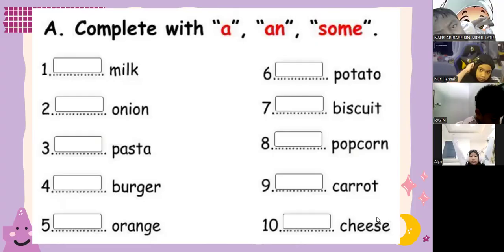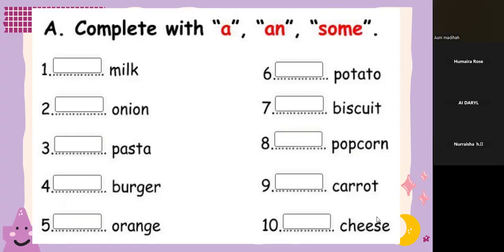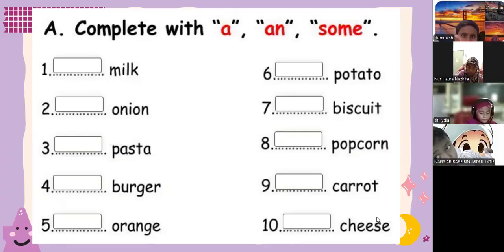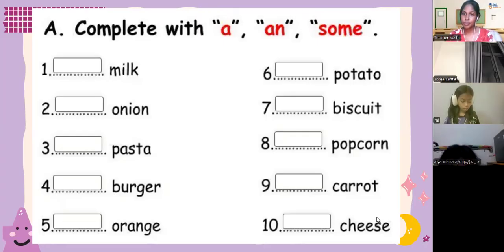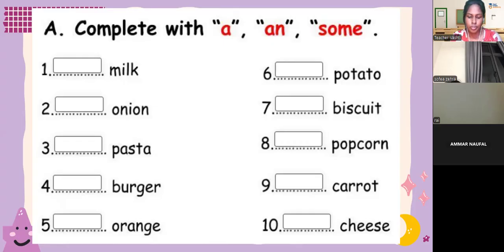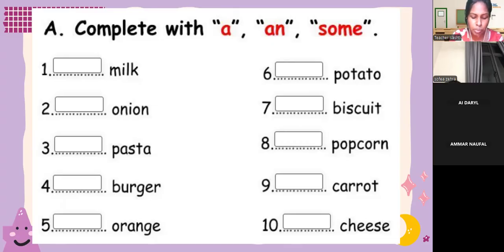Anyone still doing? Yes, me. Okay, do. It's so difficult. Okay, if you are done, let's see what's the time now. Okay, 1 minute. So, shall we discuss the answers? Yes.